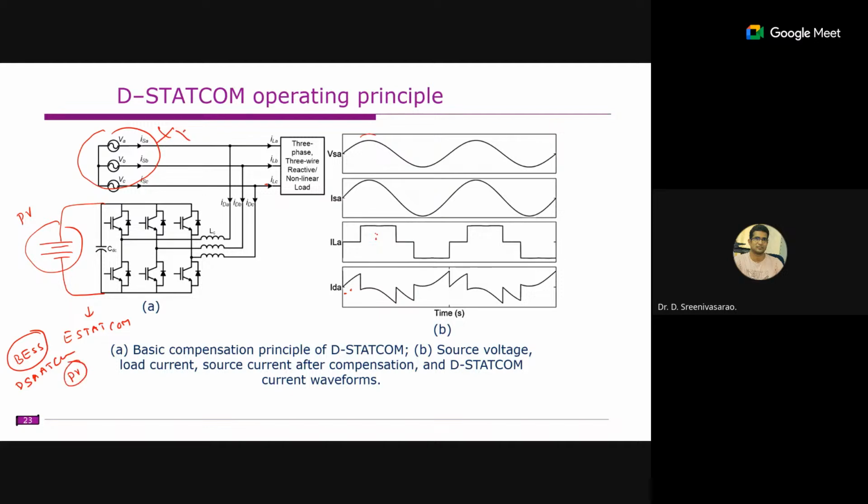In the absence of the main grid, it will also act in standalone mode. So we can operate this as a grid forming inverter, right? This itself will form the grid and feed the load. So these are the benefits that we can obtain by adding a DC source to the STATCOM.